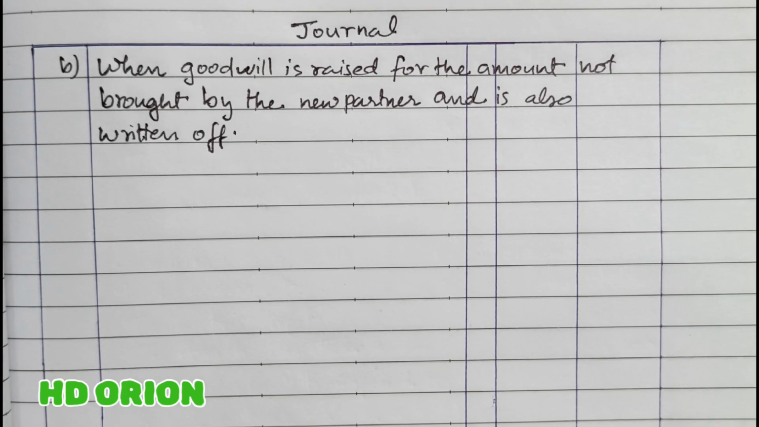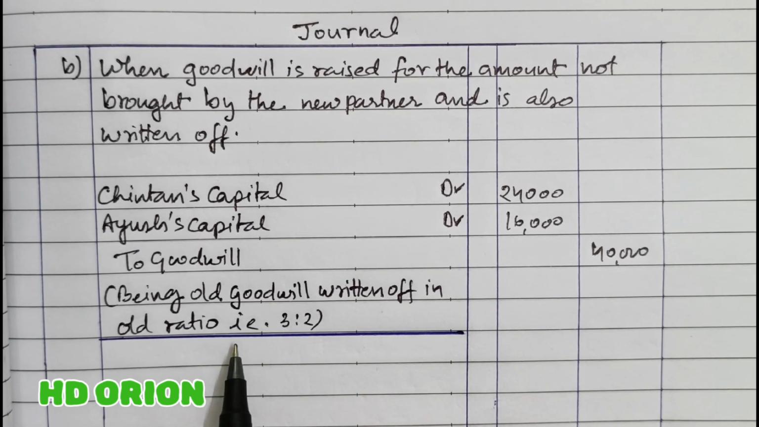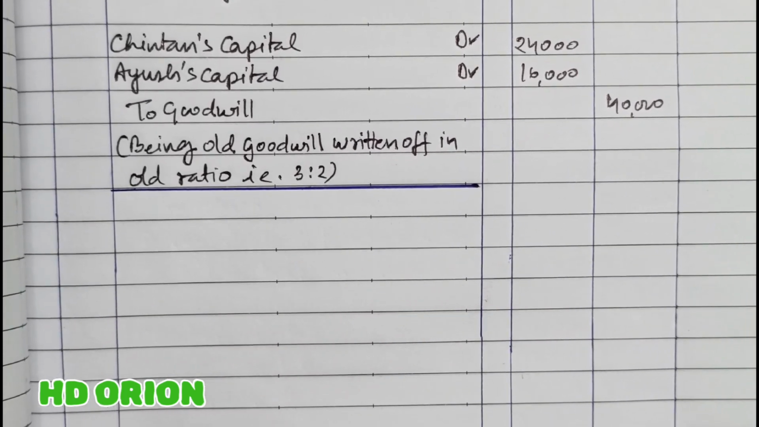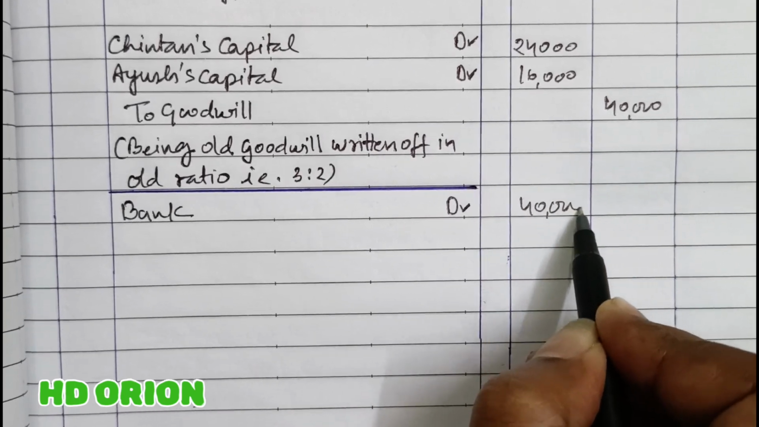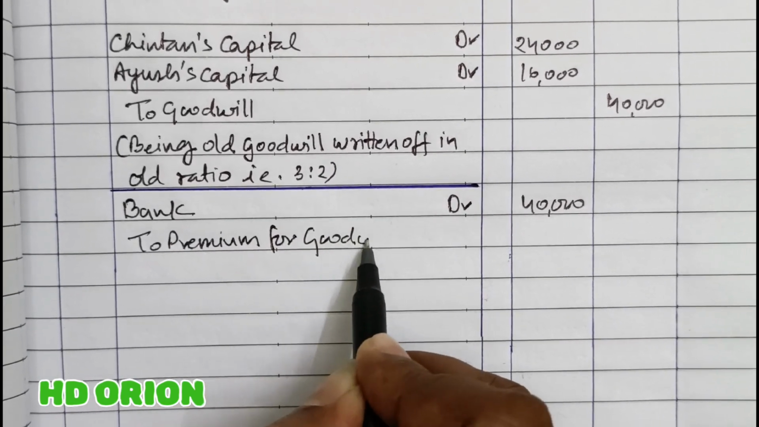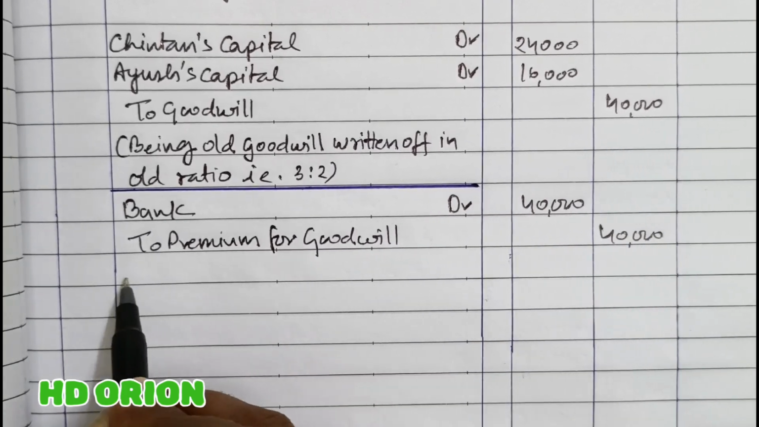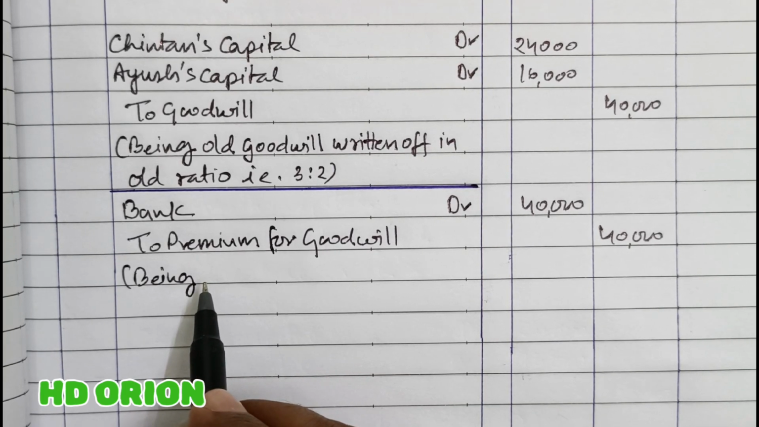Now in case B, when goodwill is raised for the amount not brought by the new partner and is also written off. So here I have passed the first entry for writing off the old existing goodwill in the books in the old ratio to old partners. Now let us bring money out of rupees 70,000. Only 40,000 could be brought by the new partner as premium for goodwill. So for that, bank or cash account can be debited with rupees 40,000 to premium for goodwill. Rupees 40,000 being premium brought by new partner, Sudha.